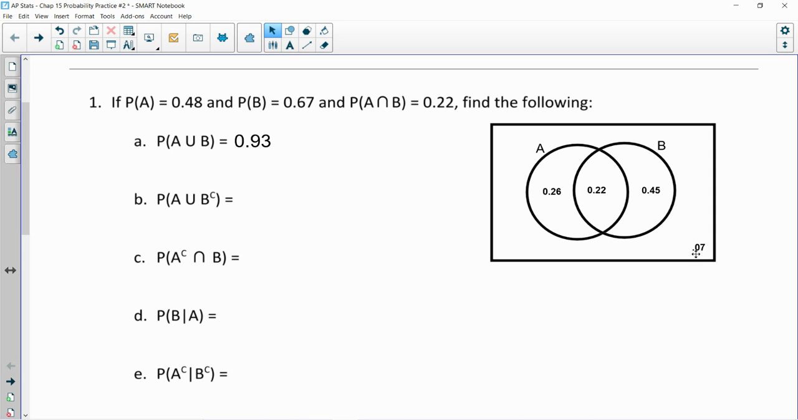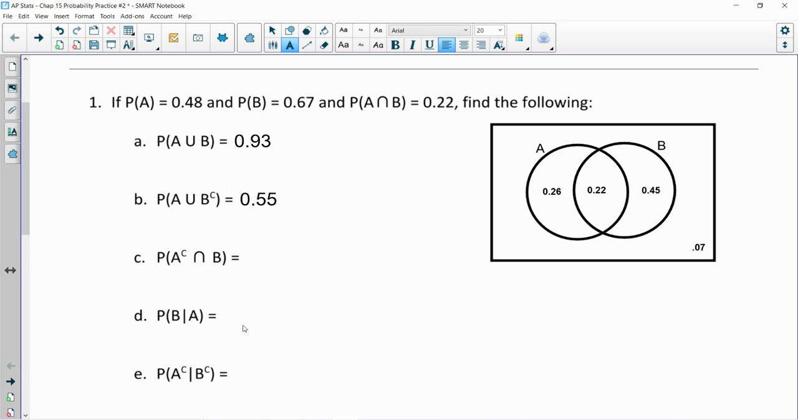And we want to take those two values with the union of A. Now, we don't want to double count the 0.26 because we're already counting that, but we also are going to add in the 0.22. So for part B, we need to take the sum of 0.22, 0.26, and 0.07. And that leaves us with a probability of 0.55.